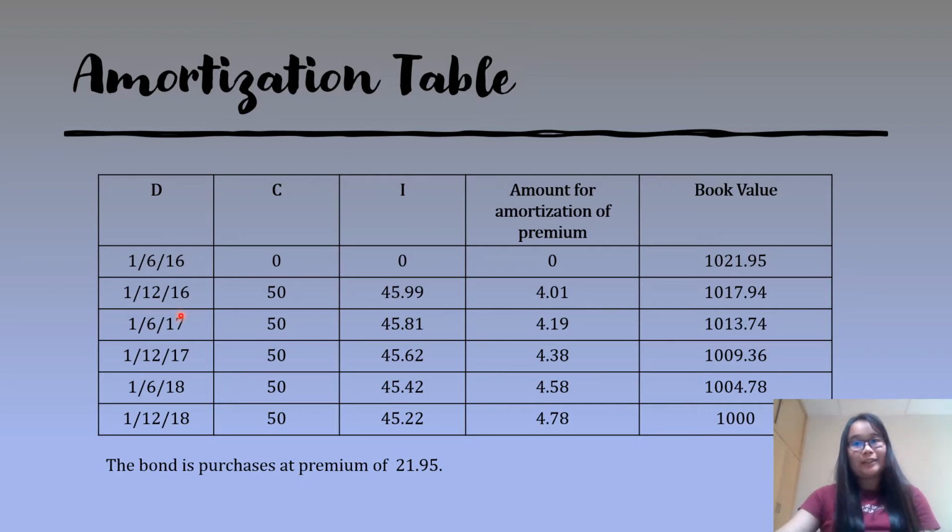So this is the date, this is the coupon payment, this is the interest earned, this is the amount for amortization of premium, and this is the book value. So at t equals 0, the book value is 1021.95, which we calculated just now. At t equals 1, the coupon payment received by the bondholder is 50 ringgit, the interest earned is 45.99, and P1 is 4.01, which we get from 50 minus 45.99.